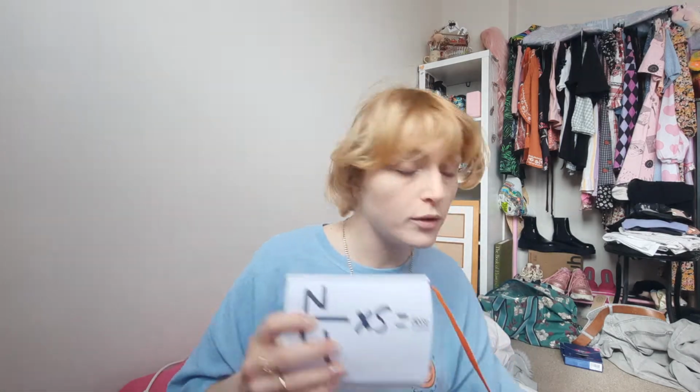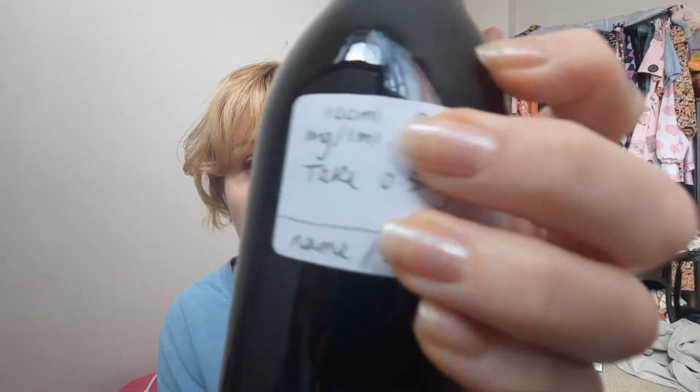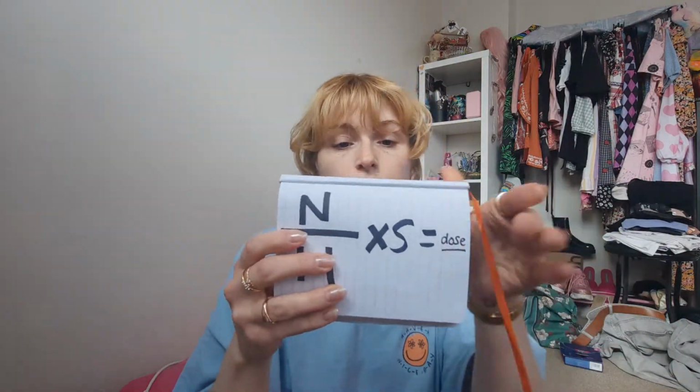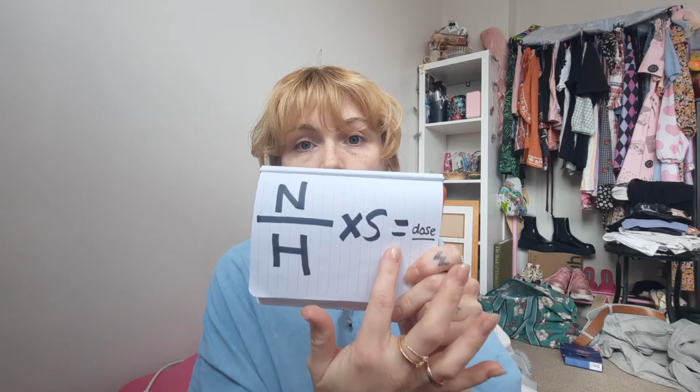So we are then going to times 0.5 by the size, and the size is 1 mil because that's what it comes in. So 0.5 times 1 equals 0.5. So that is how many mils we are going to give. To give 0.5 mil, you are going to need a 1 mil syringe.